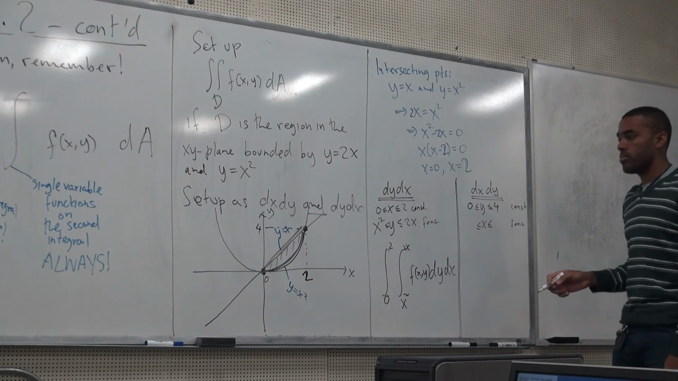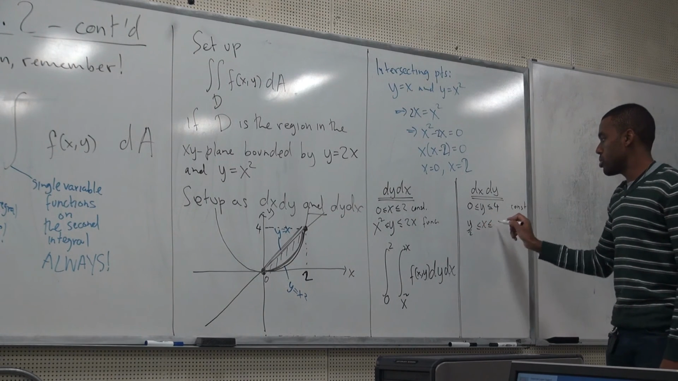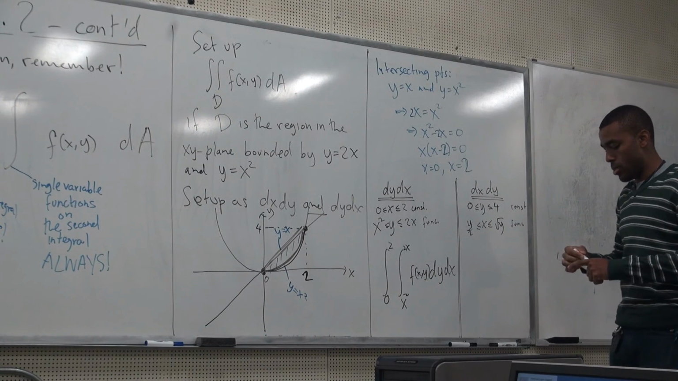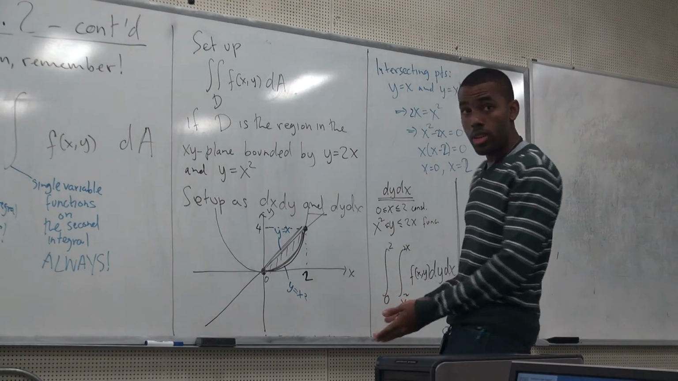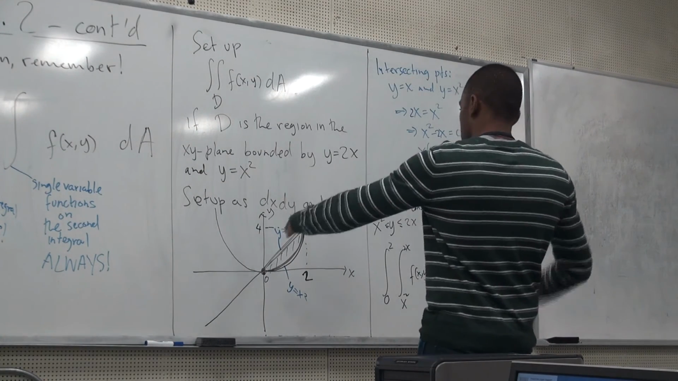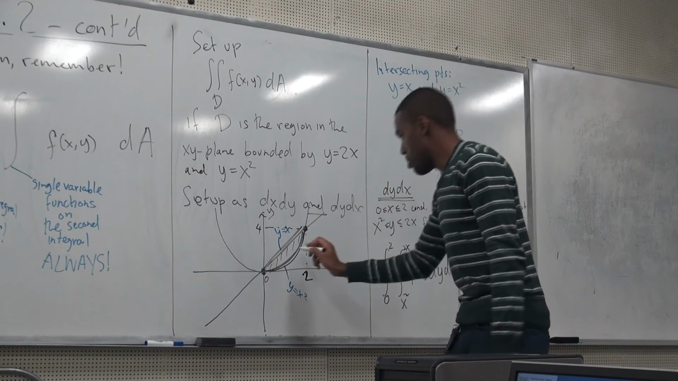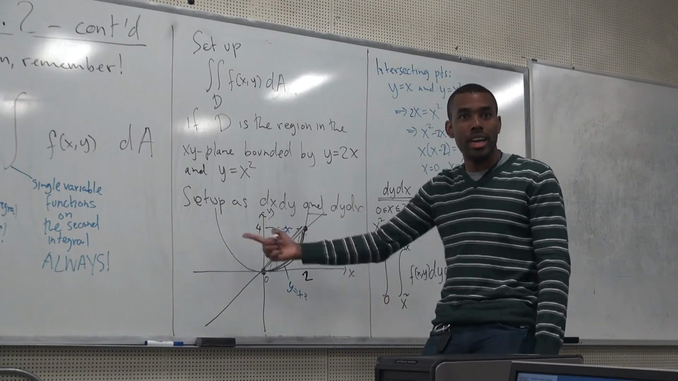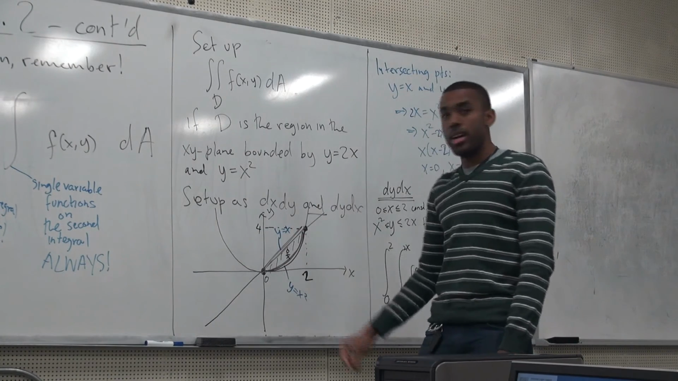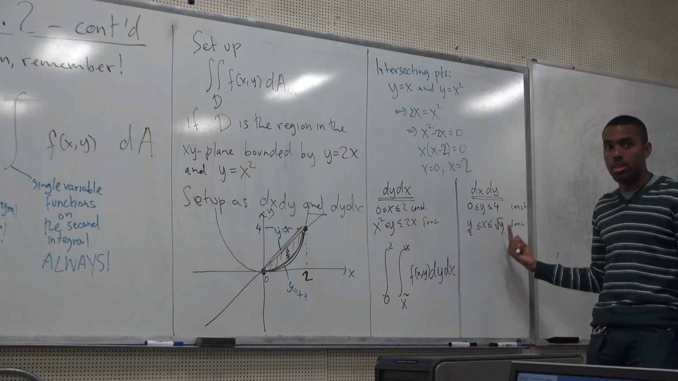The x goes from y over 2 to the square root of y. How do I know that that's how it goes in that order? Because now I'm not looking at top to bottom. I'm looking at who's on the left, who's on the right, right? If I'm a little man trapped in this object and I look to my left, who am I going to be seeing? The line, right? If I look to my right, who am I going to be seeing? The parabola. Therefore, the line must be on the left, the parabola must be on the right.